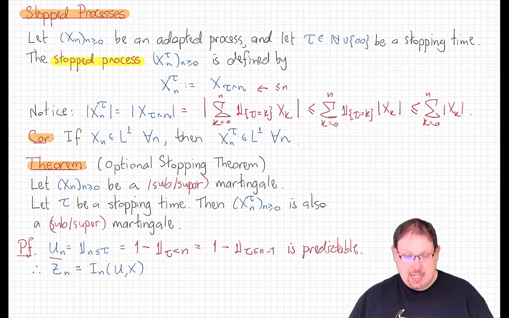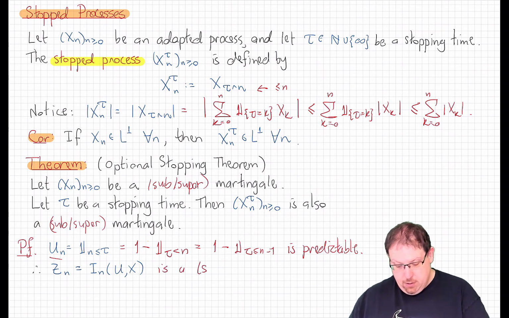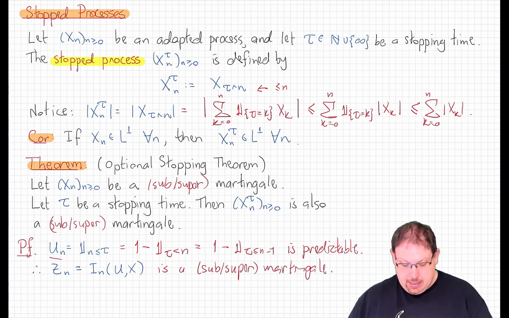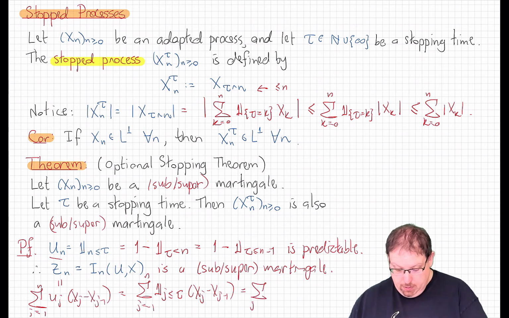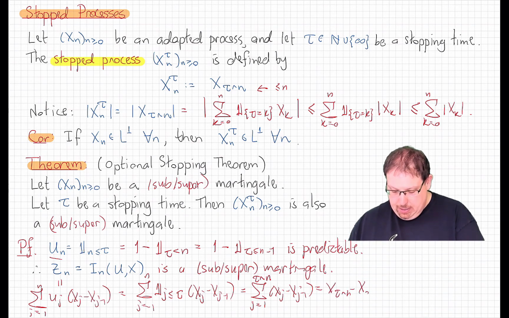So therefore, the stochastic integral Z_n is a sub or super or just plain martingale, since the underlying process, X_n, was that same kind. But we already did this calculation on the first slide. We can write out what this Z_n is, the definition of the stochastic integral. So that's the sum, j going from 1 up to n, of the indicator that j is less than or equal to tau, of X_j minus X_{j-1}. That is, we're doing this telescoping sum, j going from 1 up to tau min n. And that just gives us exactly X_{tau min n} minus X_0.